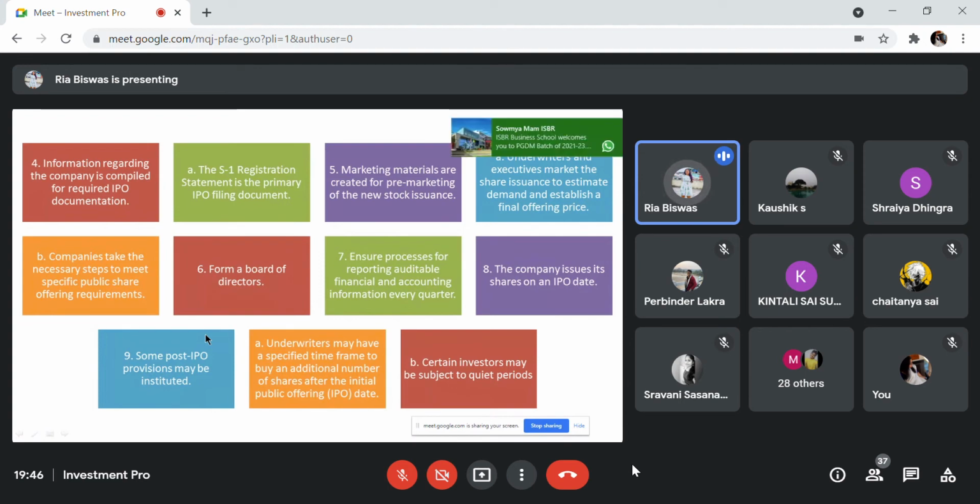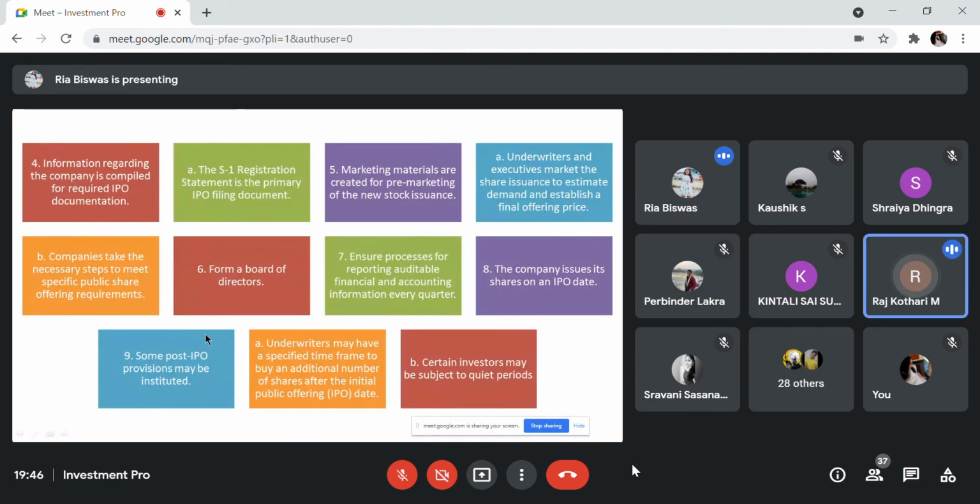The underwriters may have a specified time frame to buy an additional number of shares after the initial public offering date. As anyone has mentioned, the Zomato IPO date is 14th to 16th. So can anyone tell me what additional number of shares could help this IPO? Anyone?